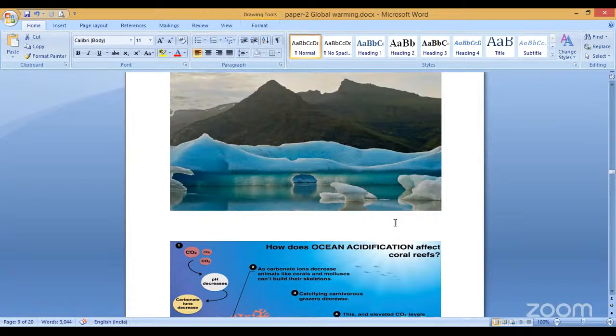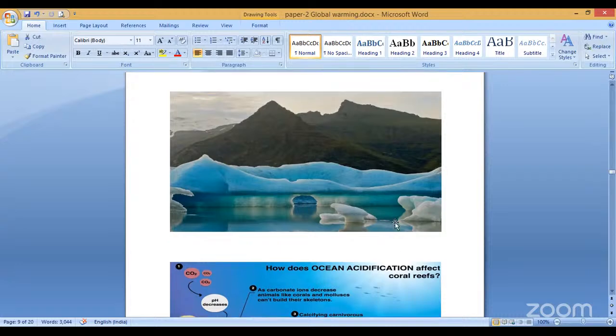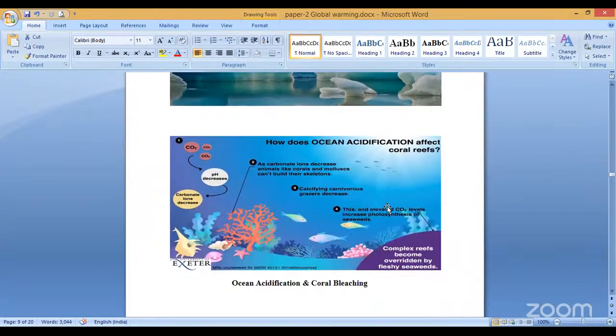Hotter waves and hot climates can increase the spread of water-borne diseases. This is the medical explanation. And how does ocean acidification affect the coral reefs?